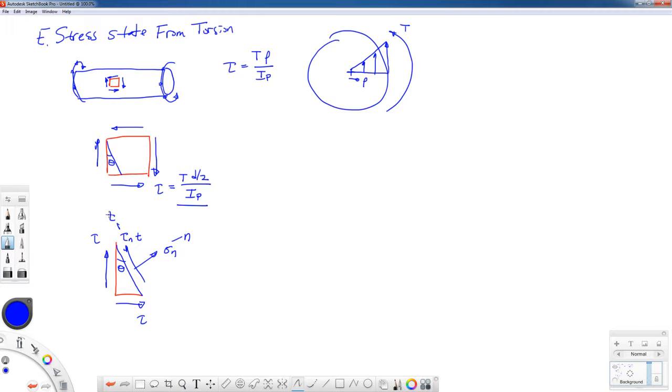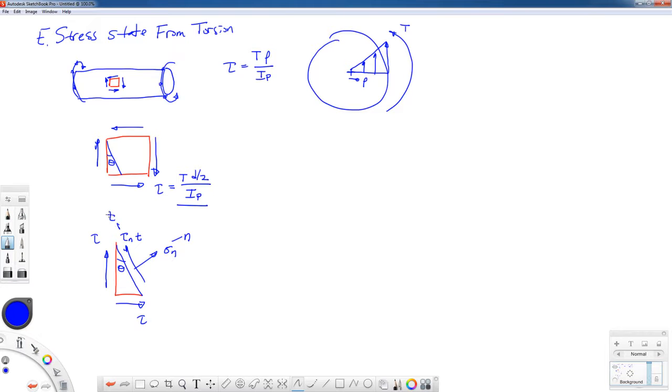What we want to do is find sigma n and tau nt in terms of tau that I can calculate from the torque and the cross-section dimensions. You might be tempted to write down summation of stresses equal to 0. Well, that's not something we can do. We have to do the summation of forces equal to 0 for equilibrium. What we need to do then is convert these stresses into forces by multiplying them by the areas on which they act.